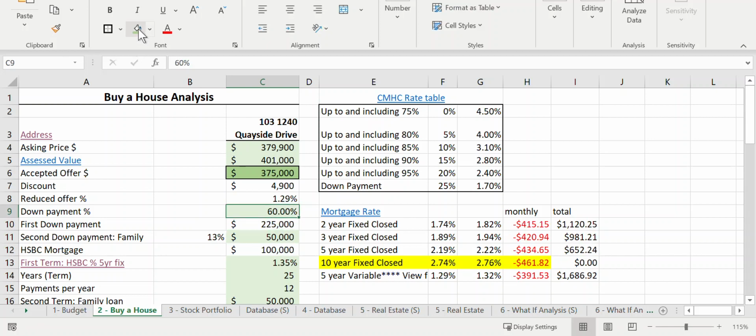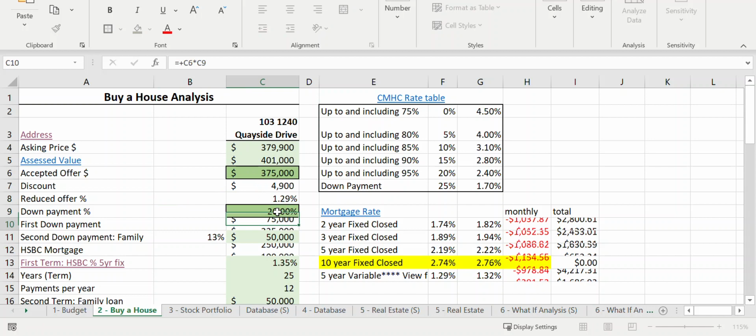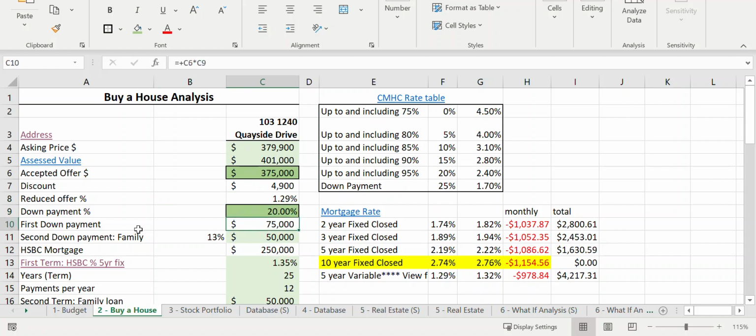I can control that. So again, to emphasize it a little more, the dark green is really my variables. All right. So I'm going to put down, let's say 20%. And when I click on 20%, it tells me how much cash I'm going to have to come up with to purchase this property. So I need to have saved up $75,000 if I'm going to put down 20%.